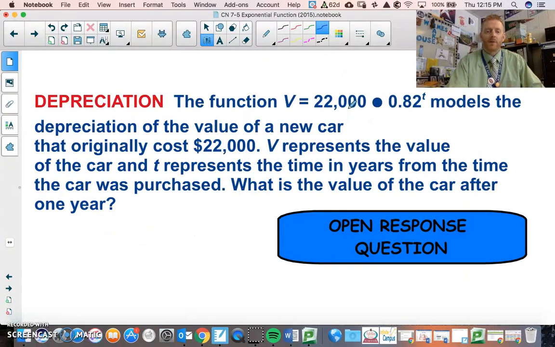Here's our last problem. Your job is to figure out what t is. t is time in years after the car was purchased. If you read it carefully, it's asking you to plug that number in. So you're going to plug it in, see what you get for an answer. And we'll talk about what that specific answer is when you return to class.